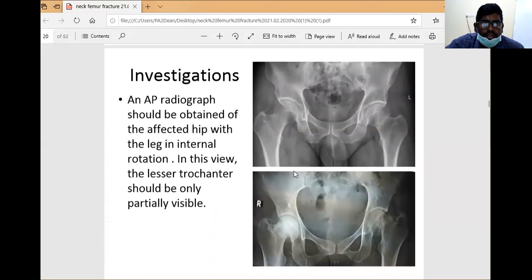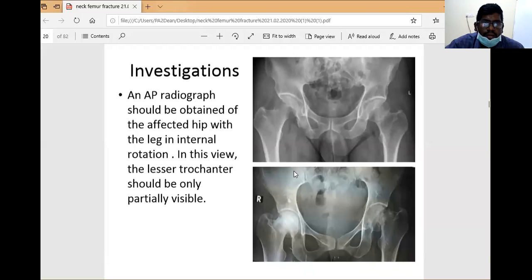Coming to the investigations, a radiograph is taken, an AP view, AP pelvis with both hips. You can see there is a break in the continuity of Shenton's line. This is Shenton's line: the inferior part of the neck, the head, and the inferior part of the superior pubic ramus form an arch. This is called Shenton's line. This line is broken, like here. This one is normal.